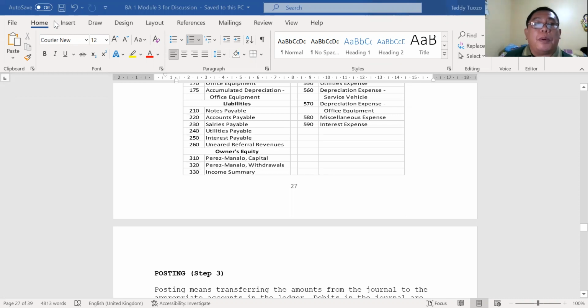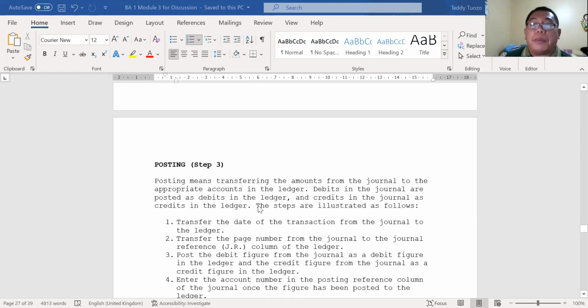Okay, so the posting to the ledger, or step number 3, which is the posting to the ledger.